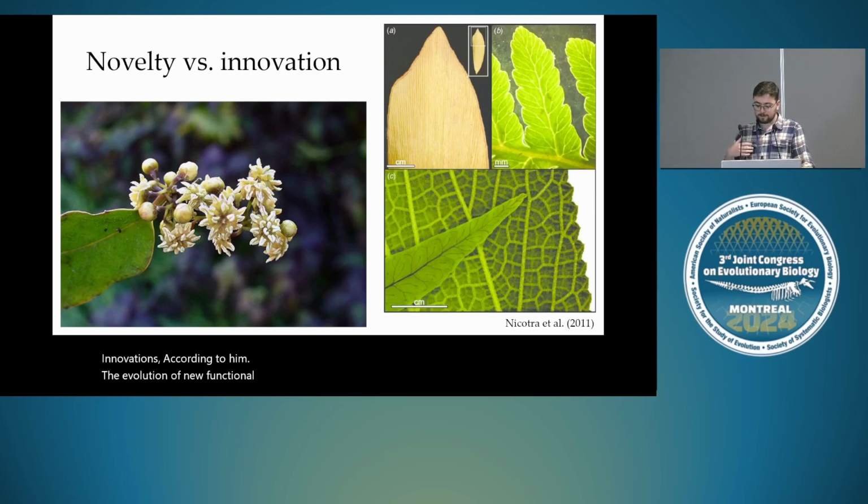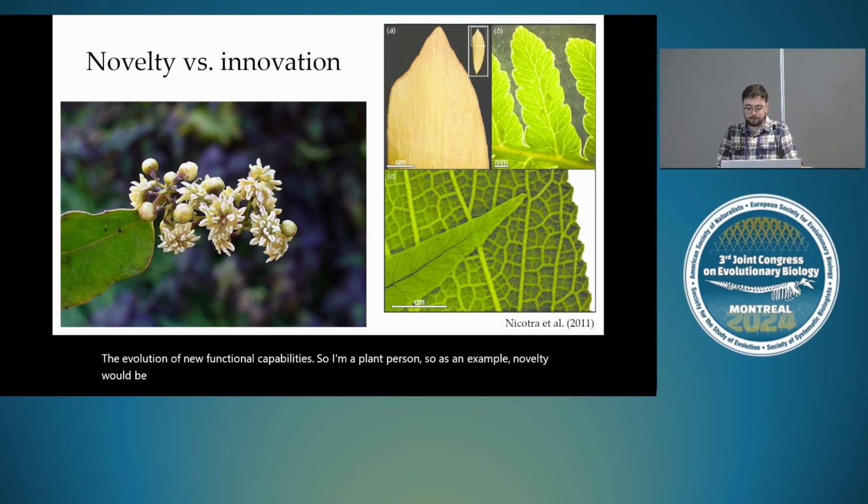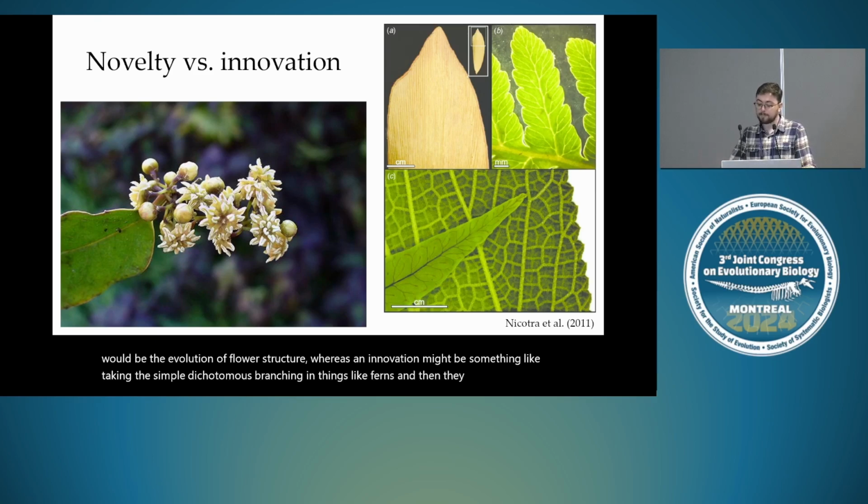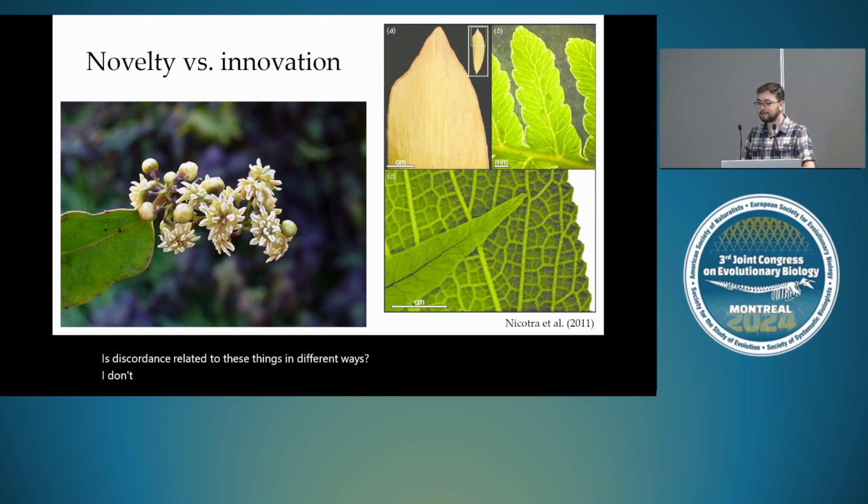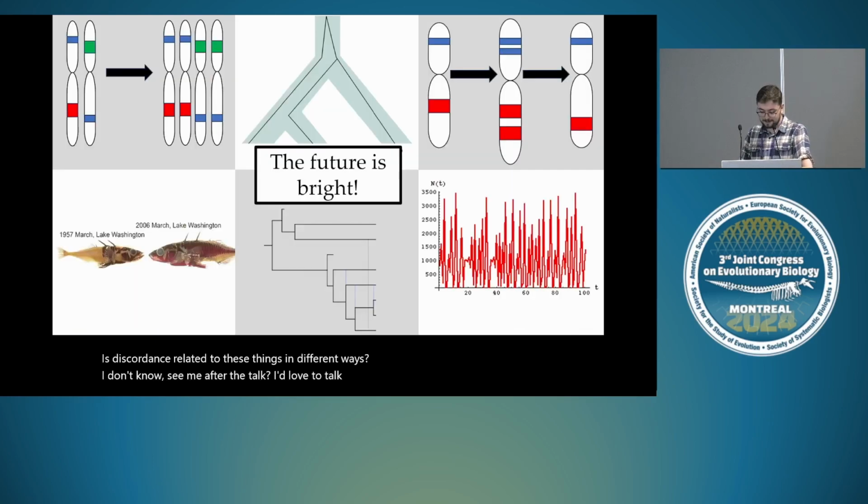So I'm a plant person, so as an example, novelty would be the evolution of flower structure, whereas an innovation might be something like taking the simple dichotomous branching in things like ferns, and then they evolve into the more complex networks that we see in angiosperms that allow for higher photosynthetic rate. Is discordance related to these things in different ways? I don't know. See me after the talk. I'd love to talk to you about that.